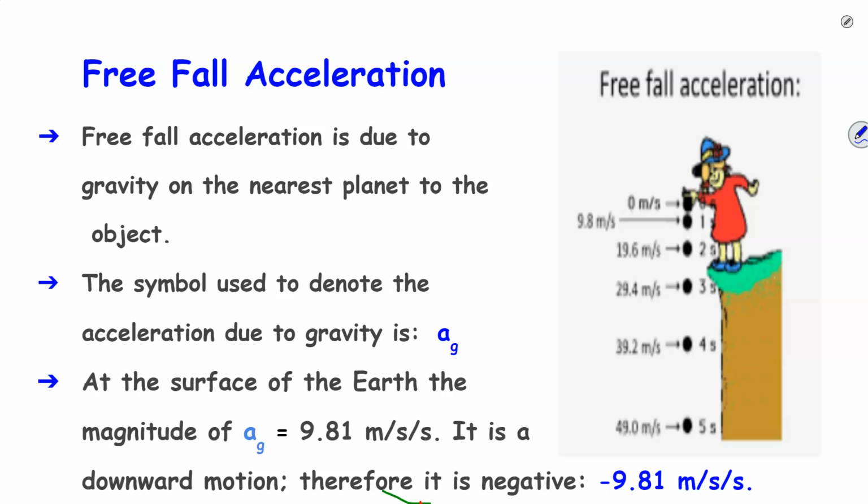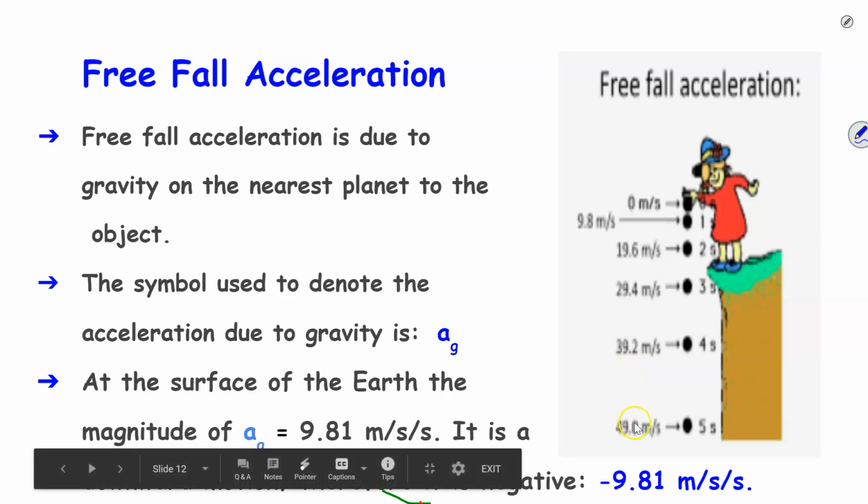So that means, on my diagram here, if I drop something from rest, at the end of the first second, it should be going 9.81 meters per second. At the end of the second second, it should be going 19.6. And so you can see its velocity is increasing by 9.8 every second. That's what this meters per second means. It's changing its velocity that much every second.